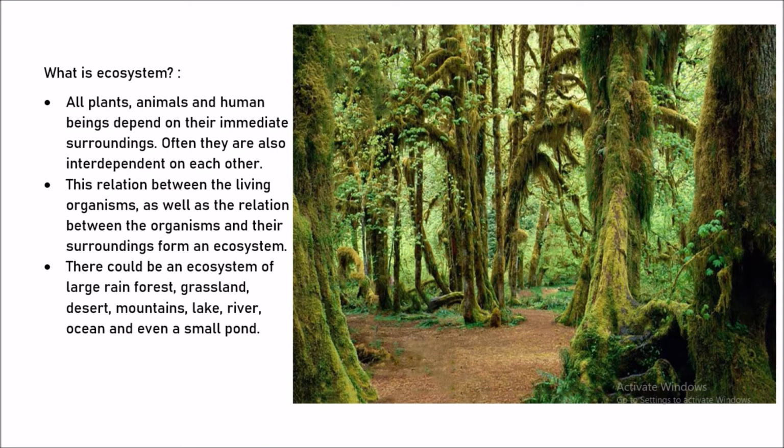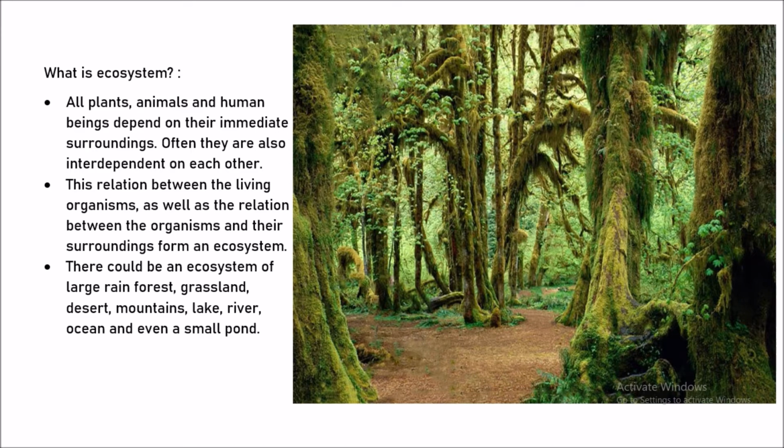Let us say plants, animals, human beings, or any living thing is interdependent with all the other immediate surroundings like atmosphere, lithosphere, hydrosphere. So this relation between the living organisms, as well as the relation between organisms and their surroundings, forms an ecosystem. The connect between all the living organisms, and the connect with the surroundings present around them, are again connected with each other. Are you understanding?